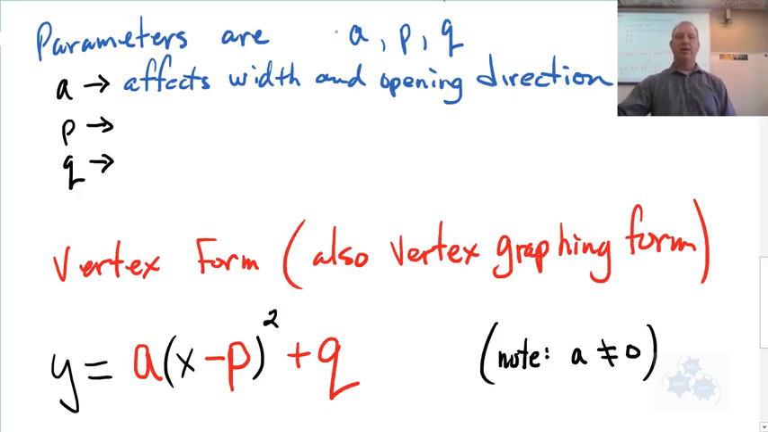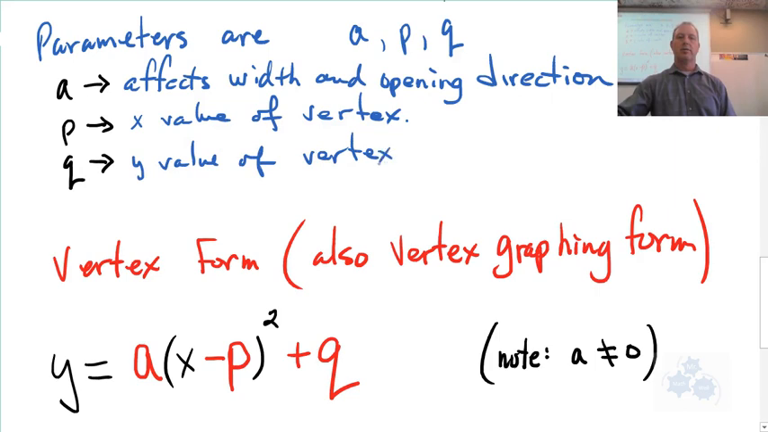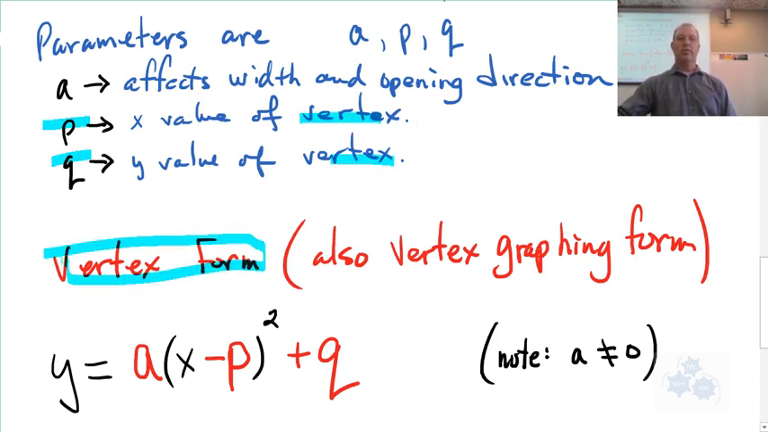The other one, the P value, is the X value of the vertex. So if you see the equation and you can identify what the P value is, that's the X value of the vertex. Or if you see the parabola and you see the vertex and you know the coordinates of the vertex, you know what the P value is then. It's the X coordinate. And the Q value is the Y value of the vertex. And because P and Q are both having to do with the vertex, this is actually called vertex form. Okay? Vertex form.